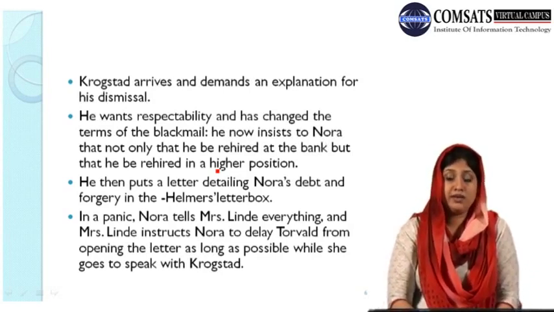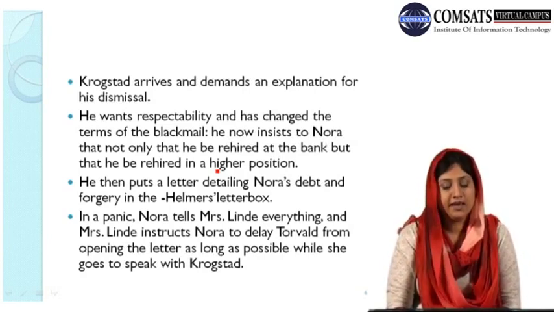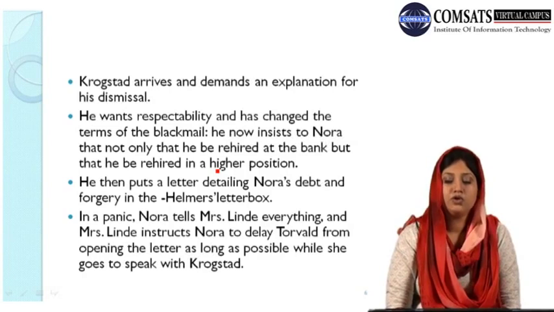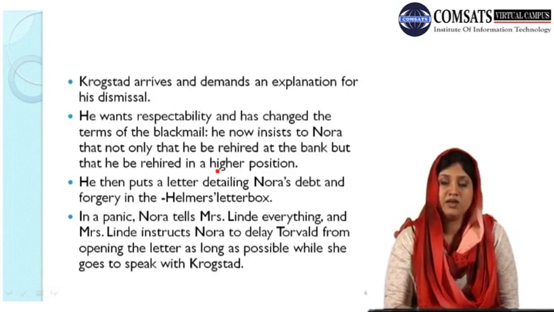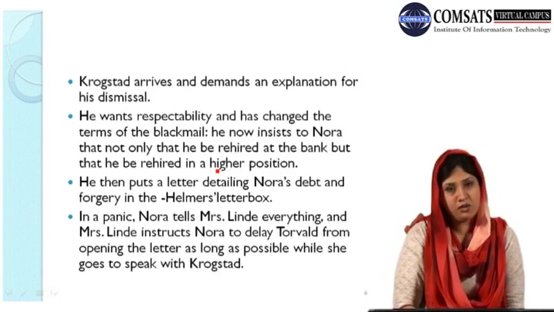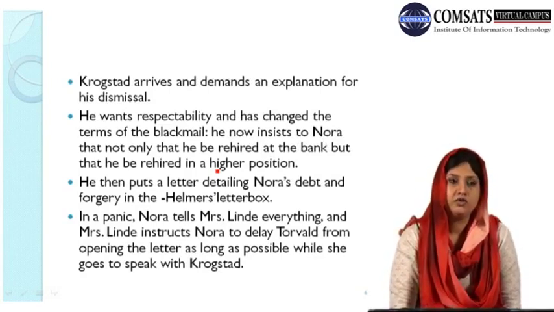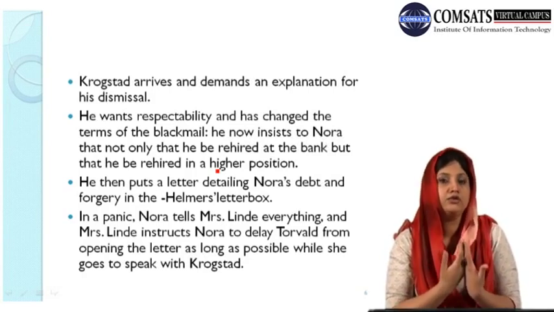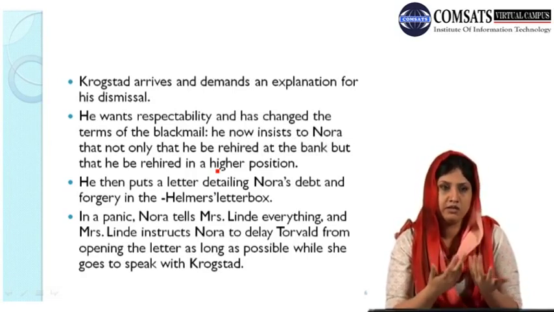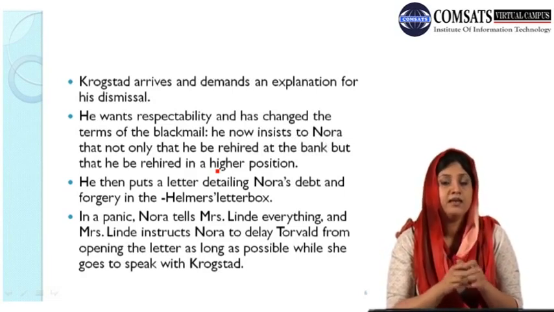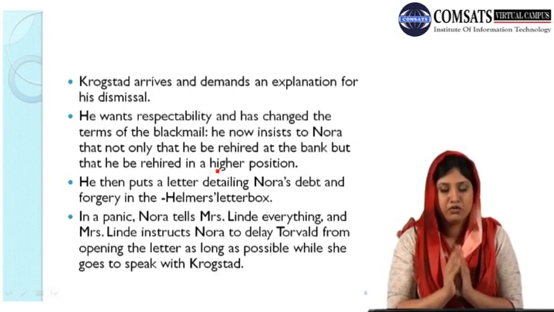So Nora gets a panic attack, and in this panic attack she goes and shares everything with Mrs. Linde. And Mrs. Linde instructs Nora to delay Torvald's opening his letterbox as long as it is possible, while meanwhile she plans to go to Krogstad and speak about the whole situation. So Mrs. Linde, being a good friend of Nora, says, okay, I will go to Krogstad and I'll try to convince him not to blackmail you, or we'll try to get something out of it to benefit you. And meanwhile, you somehow try that Torvald does not open his mailbox, so he does not get this letter.